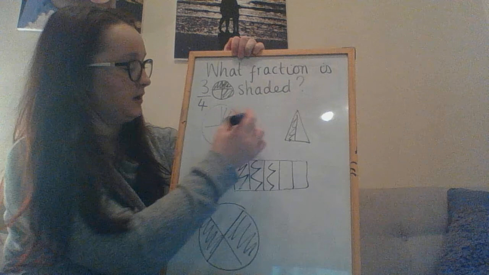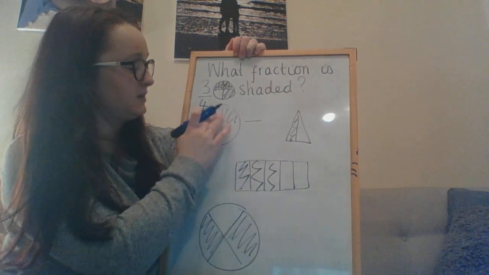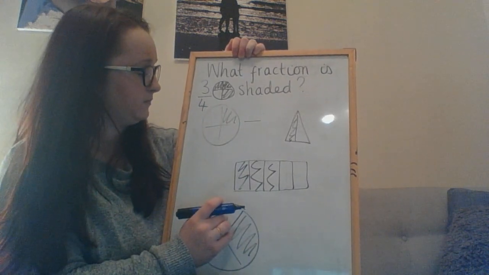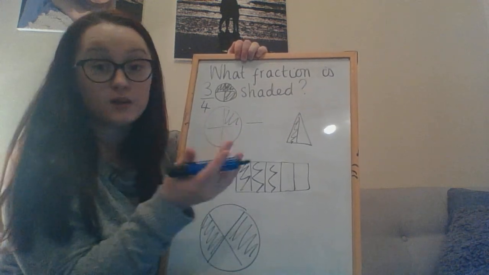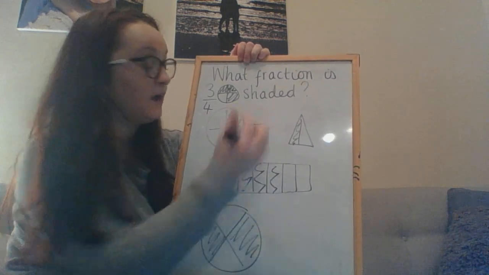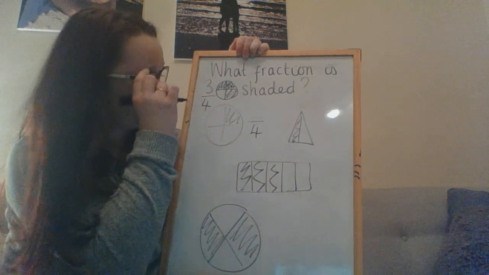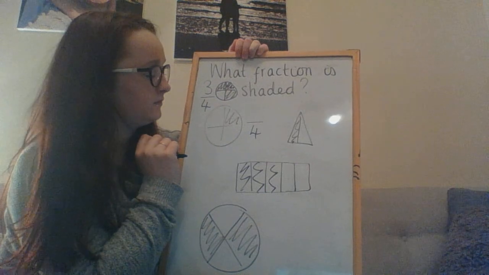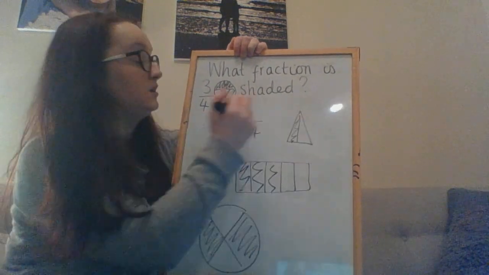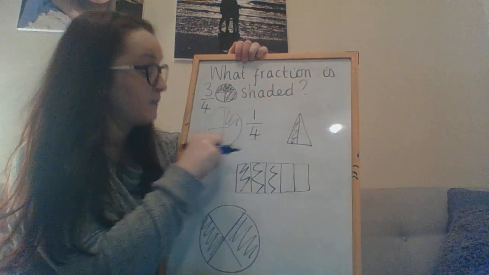So I've got this one here. How many pieces are there to my fraction? There's 4 pieces to my fraction, so 4 is my denominator because it's how many parts to the whole. And then how many do I have that's shaded? I've only got 1 that's shaded, so I've got 1 out of my 4.